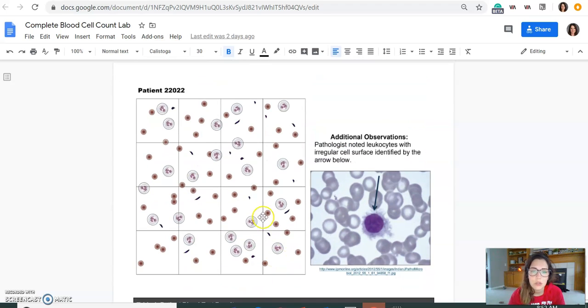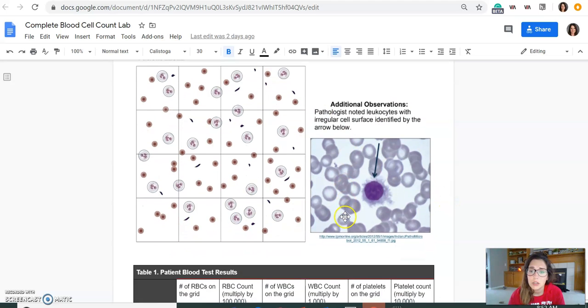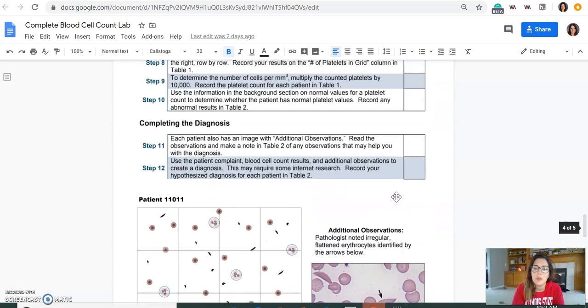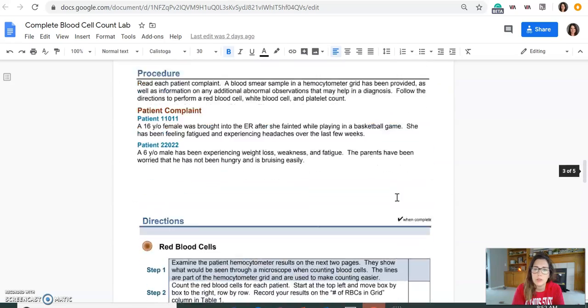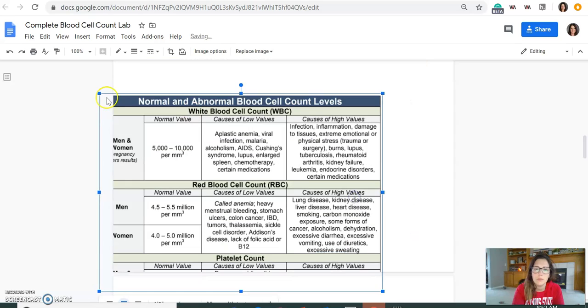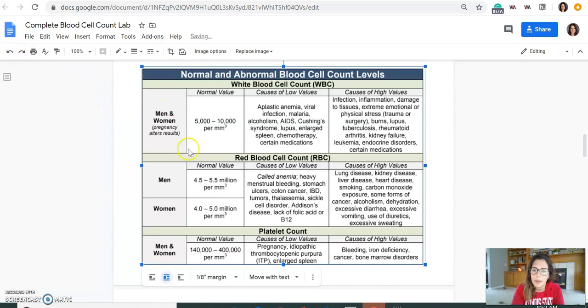Same thing for patient 2. Count their blood cells. Look at the additional observations. And then this is where you type in the number of blood cells. And then you're going to multiply it by a different number depending on what blood cell it is. So make sure you pay attention to that number. 100,000, 1,000, and 10,000. And then after you do that, you'll be able to compare those values to the normal range in this table.